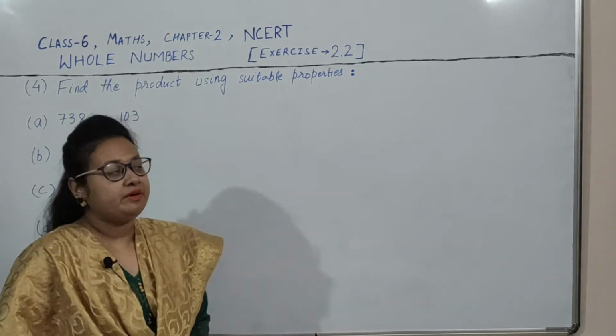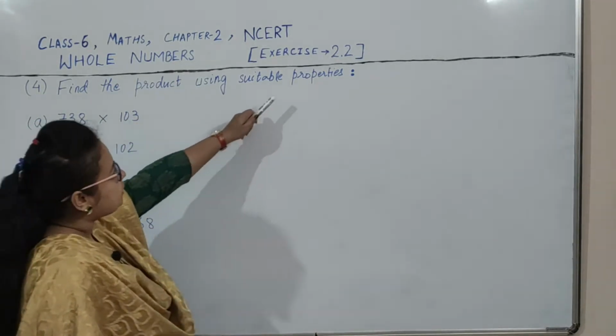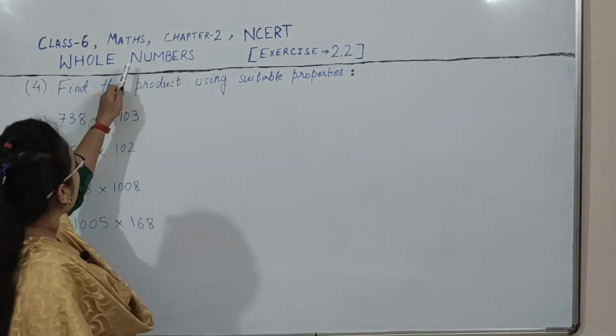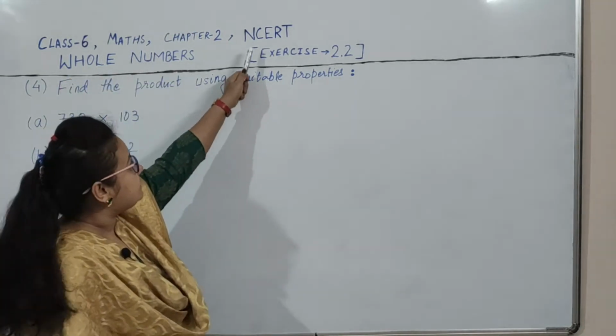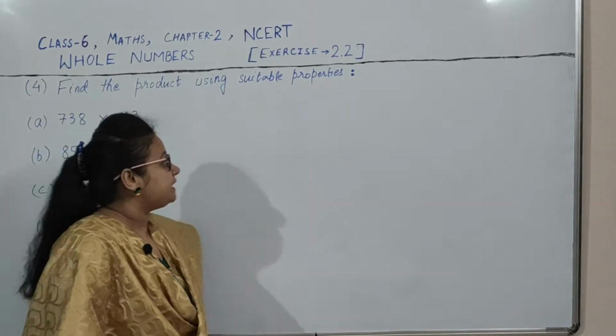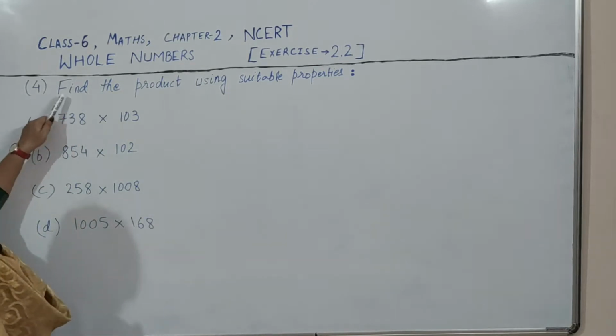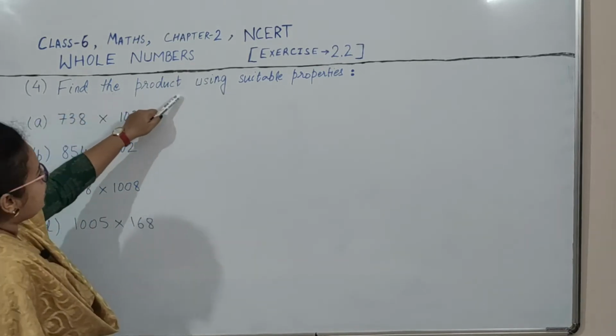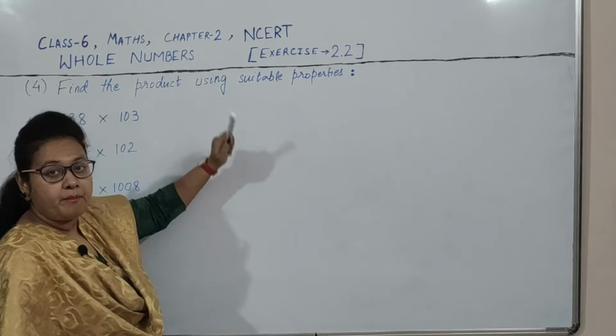In today's class, we will do question number 4 of exercise 2.2 from the second chapter, Whole Numbers, from the 6th class Maths NCERT book. Now let us see what the question is. This is question number 4. Find the product using suitable properties.